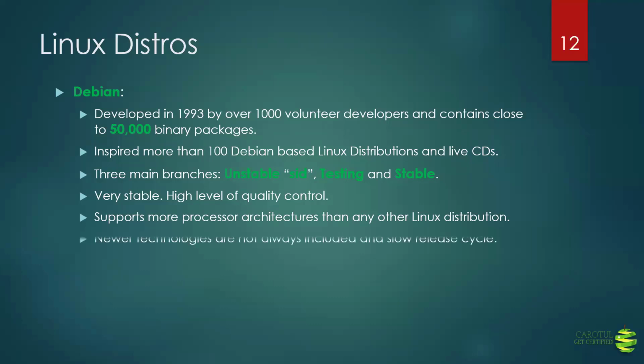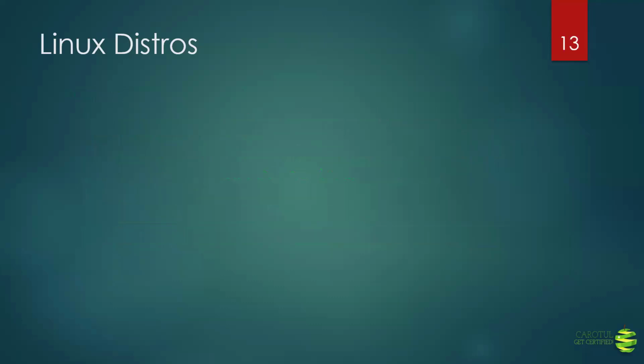One of the drawbacks of Debian is that newer technologies are not always included, and it has a very slow release cycle. Every stable version takes some time before the new one comes. So it's not up to date or supporting all the latest features and technologies. But again, if you're using it as a server side implementation, you don't need all the latest and greatest features all the time. So that is actually fine.